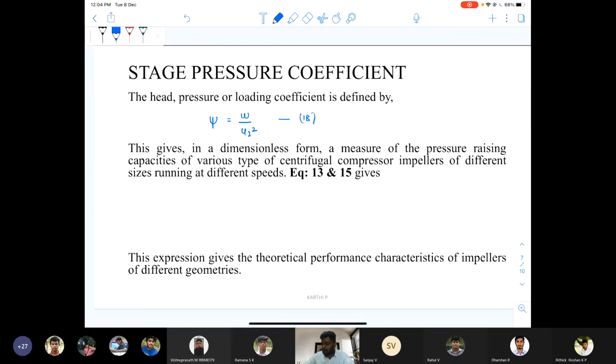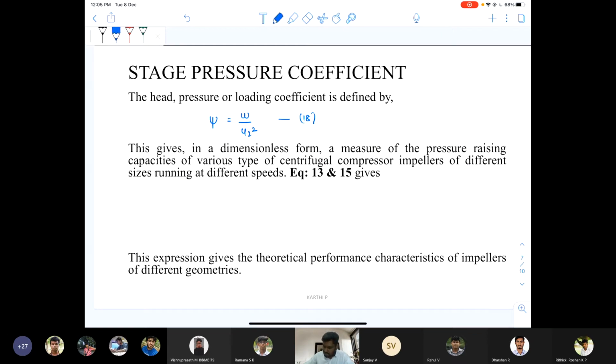The head or the pressure or the loading coefficient is defined by an equation psi is equal to W divided by U2 square. This gives in a dimensionless form a measure of pressure rising capacity of various type of centrifugal compressor impellers of different size running at different speed.